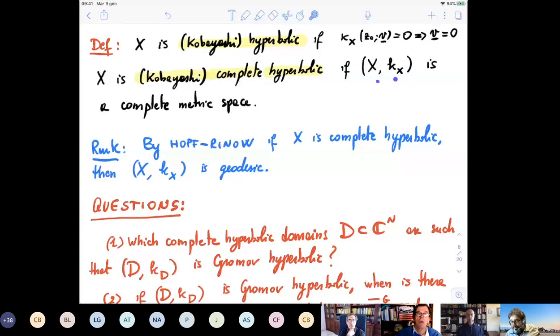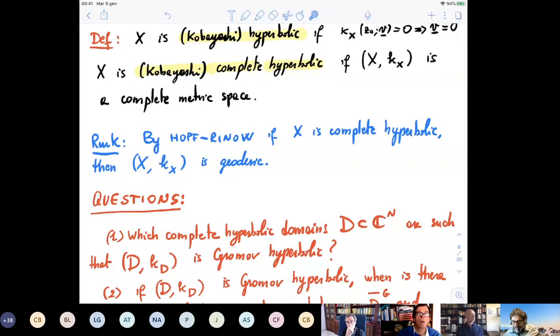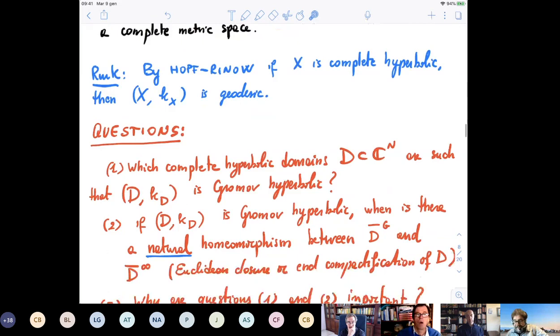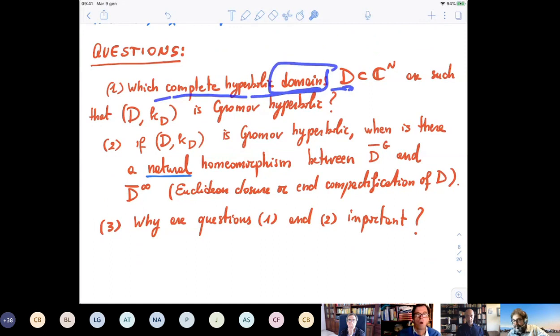Now, it turns out by one of the various versions of the so-called Hopf-Rinow theorem that if you have a complete metric space, then it is also geodesic. So if we have a Kobayashi complete hyperbolic complex space, then it is also geodesic. So here comes the question. First question is, which complete hyperbolic domains, at least I stay with domains, are Gromov hyperbolic?